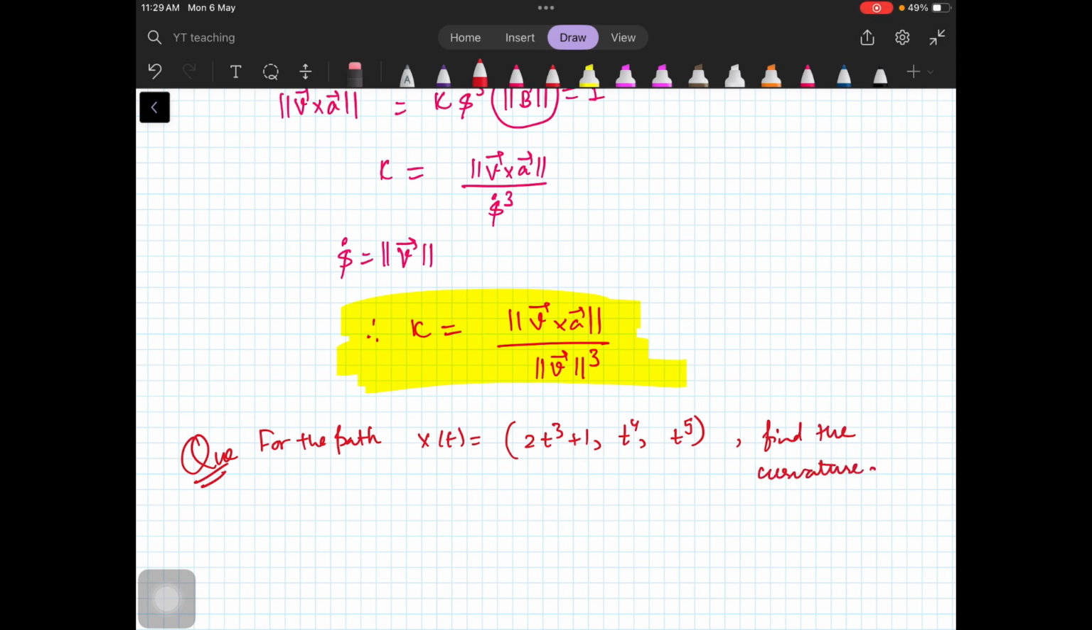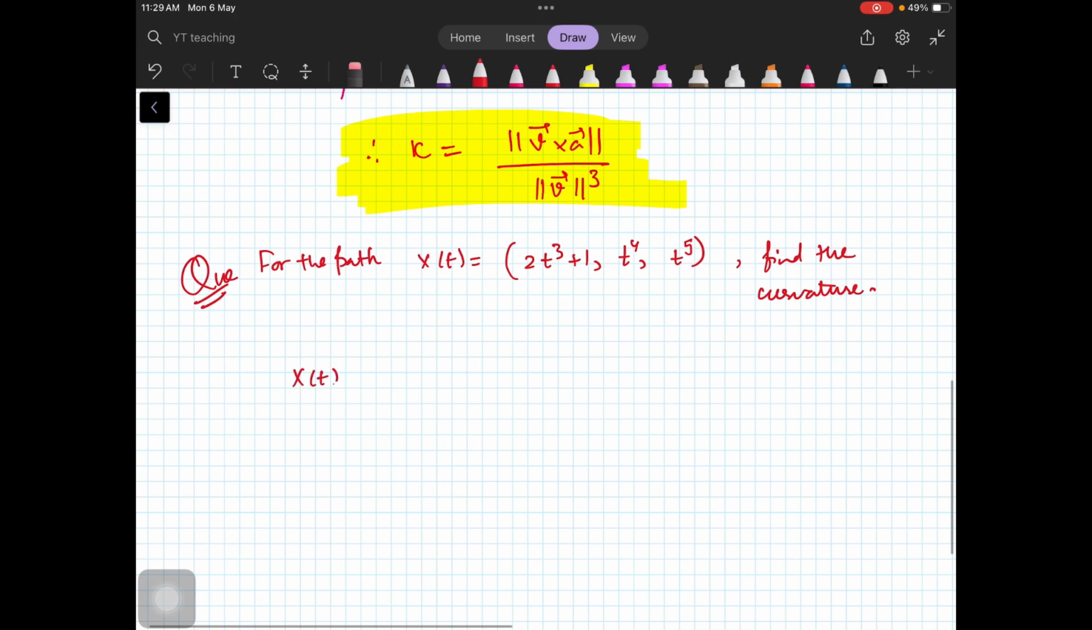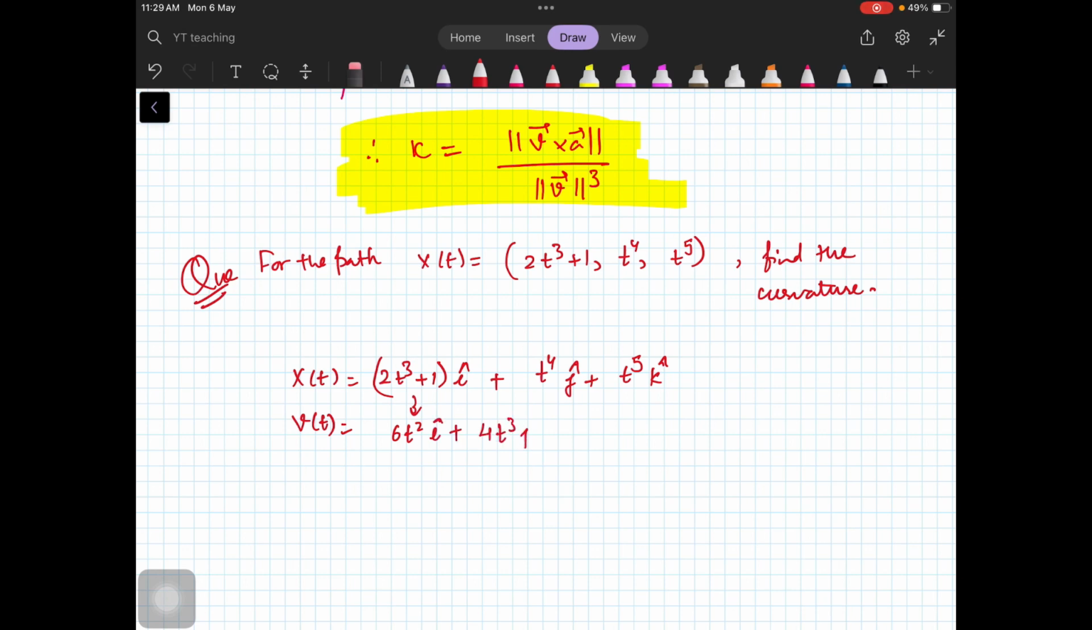So what you are going to do here: your x(t) is (2t cube plus 1) i cap plus t raised to power 4 j cap plus t raised to power 5 k cap. So the velocity vector would be the differentiation, that would be 6t square i cap plus 4t cube j cap plus 5t raised to power 4 k cap. And then your acceleration vector would be a further derivative: 12t i cap plus 12t square j cap plus 20t cube k cap. So we have our acceleration vector, velocity vector, and the position vector.